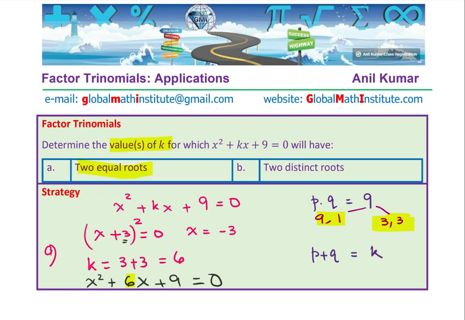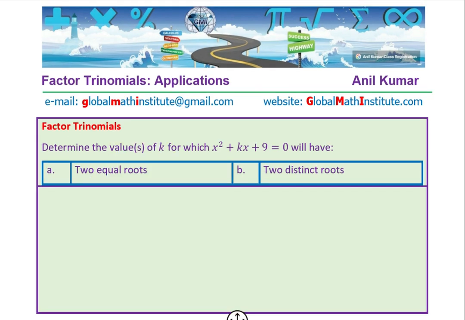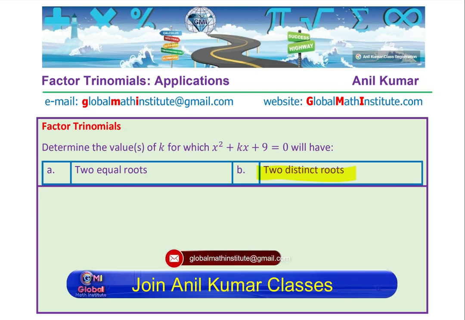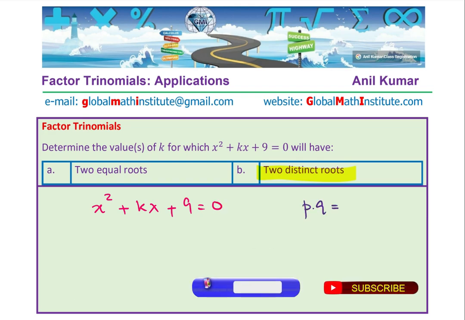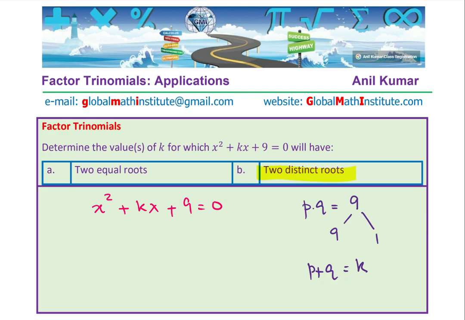Now, let's look into two distinct roots, right? So when I say two distinct roots, clearly the two numbers are different, correct? So we're trying to solve this equation x squared plus kx plus 9 equals 0, as we just did. We're trying to find the product and sum of two numbers. The product should be 9, and the sum should be equal to k. And the two numbers which are different are 9 and 1, correct? So when you add 9 and 1, what do you get? Well, 9 plus 1 gives you 10, and so k is equal to 10.